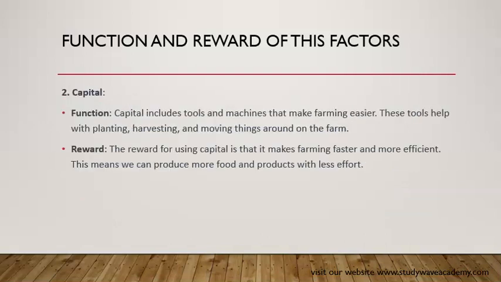Capital. What's the function? Like we said, capital includes the tools and machines that make farming easier. These tools help with planting, harvesting and moving things around the farm. What is the reward? The reward of using capital is that it makes farming faster and more efficient. It means we can produce more food and products with less effort.